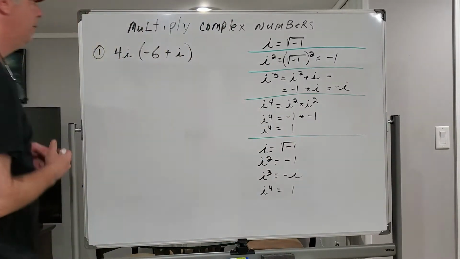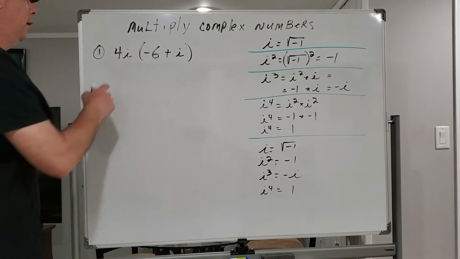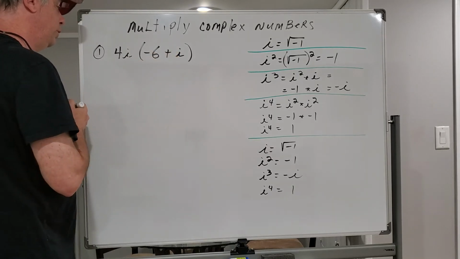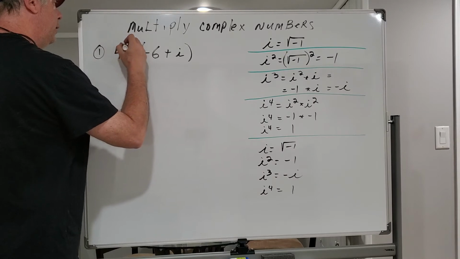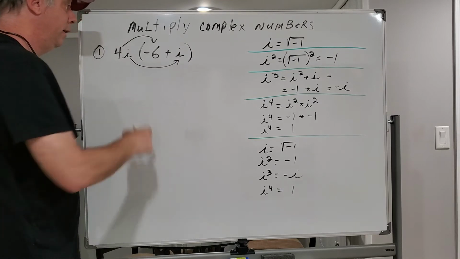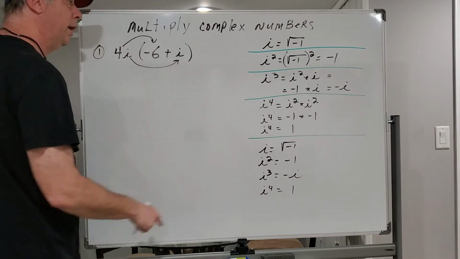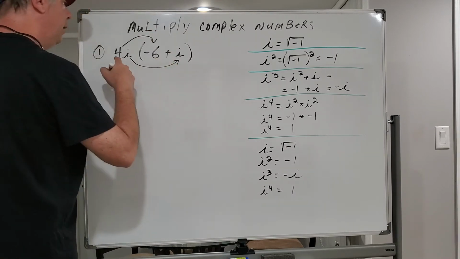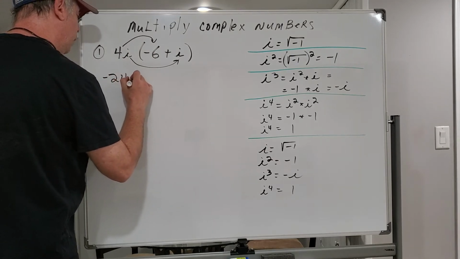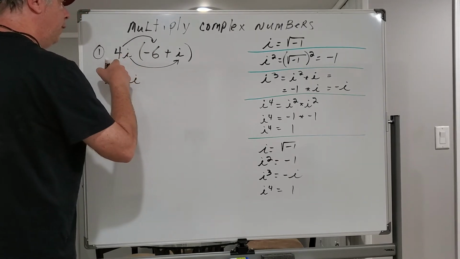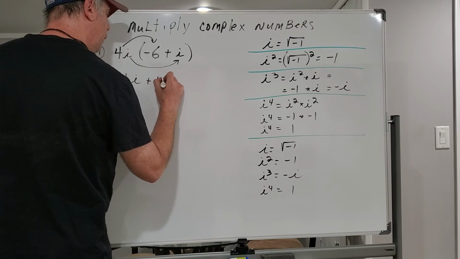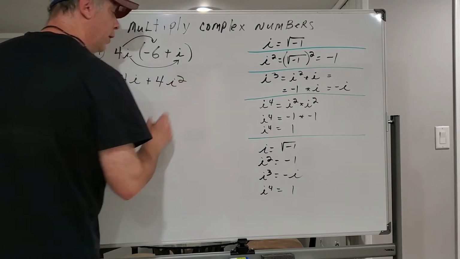So now we take a look at this right here. I want to multiply 4i times -6 plus i. So I'm going to distribute it by multiplying 4i times -6, and then 4i times +i. And notice that's where this is going to come in handy, where I'm multiplying 4i times i. So 4i times -6 is going to give me -24i. 4i times i is going to give me plus 4i squared.